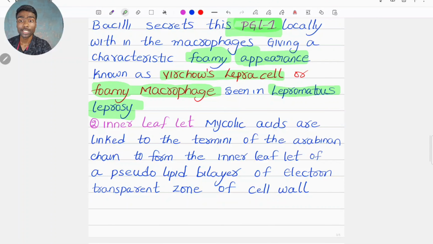Now coming to inner leaflet. It contains only two things: mycolic acid and arabinan. These mycolic acids are linked to the termini of the arabinan chain to form the inner leaflet of the pseudo-lipid bilayer of the electron transparent zone of the cell wall. Electron transparent zone of cell wall is finished.